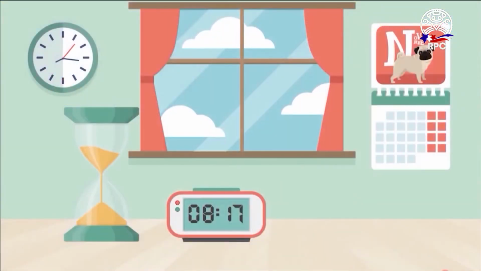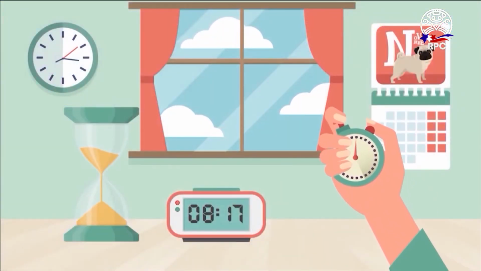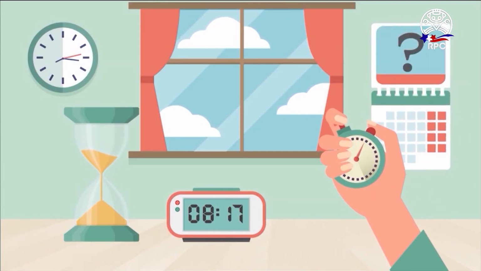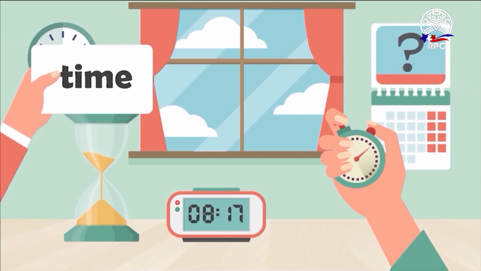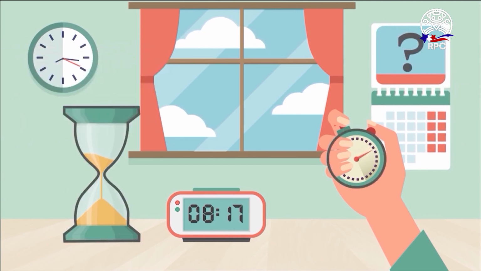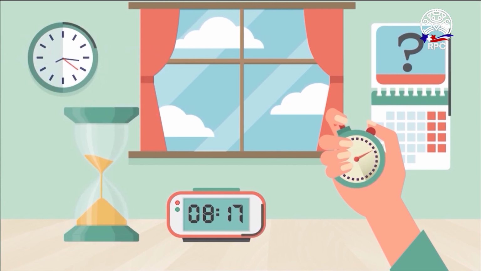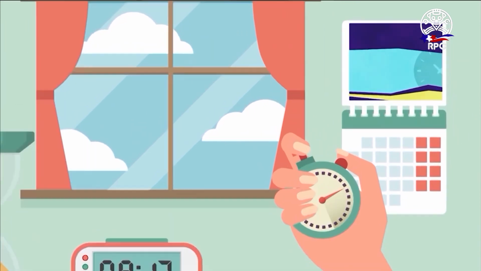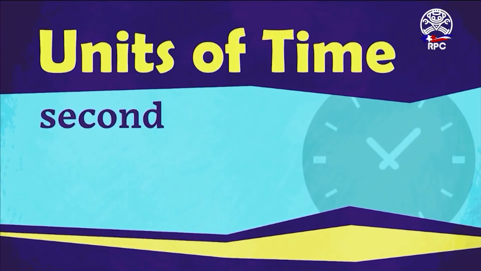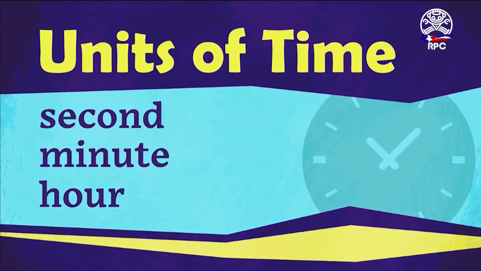Many types of tools are used for measuring, and many of these tools measure the same thing. Can you guess what it is? These are tools used to measure time. Some of them measure shorter periods of time, while others measure much longer periods of time. Specific units are used to describe different lengths of time. The second, minute, and hour are some of the smallest units of time.